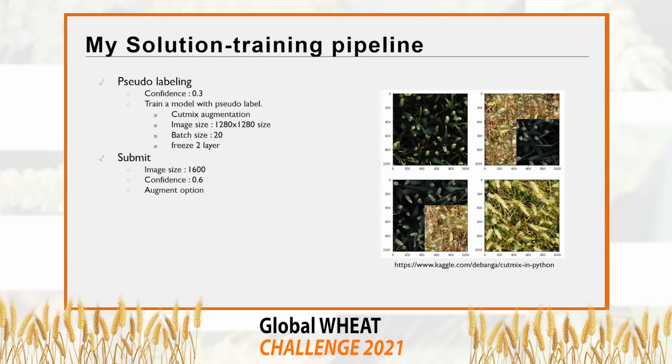In the previous models, I used the base augmentation in YOLOv5. Until then, the performance was not good, so I was looking for another method. I read the last winner's solution, and I found that CutMix is helpful for this wheat detection. I added the CutMix augmentation in the training. It is my last model that gave me second place. I submitted the result with 1600 size, confidence 0.6, and the augment option.